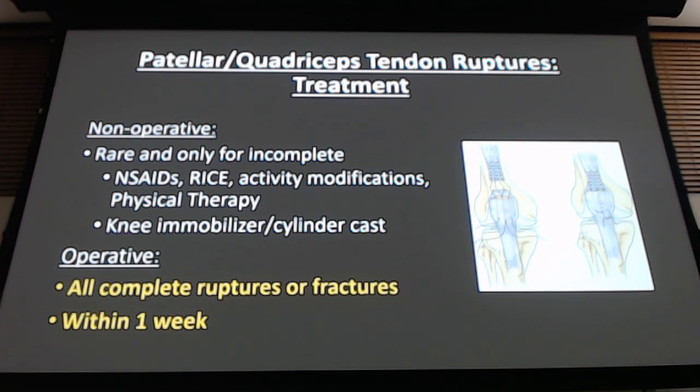So operative, all complete ruptures or fractures, the fractures part is kind of straightforward, right? But what's the time frame for getting to these patients? Within a week, right? Tendons like to, something's still attached, correct? Still pulling, things retract. Everybody knows what I mean by retract, right? It's pulled back in either direction, pull down or pull up, right? So pull proximally or pull distally, right? And things start to heal.